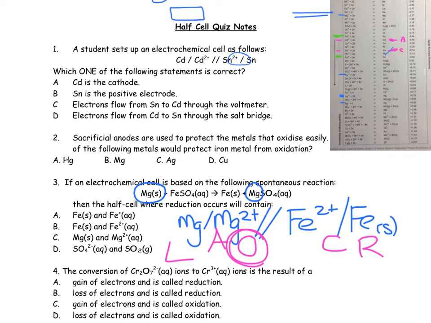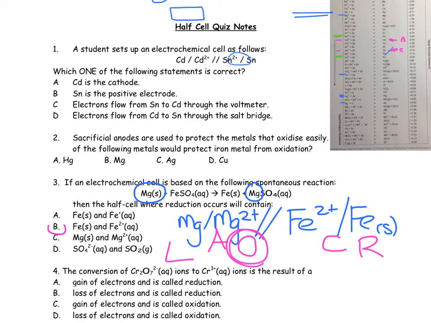Okay, so what are we going to do? Then the half cell where reduction occurs, there it is, iron and iron 2 plus. And you'll notice over here the iron is just a single plus, but the sulfate ion is a 2 minus ion, so the iron must be a 2 plus iron. So it is going to be B.